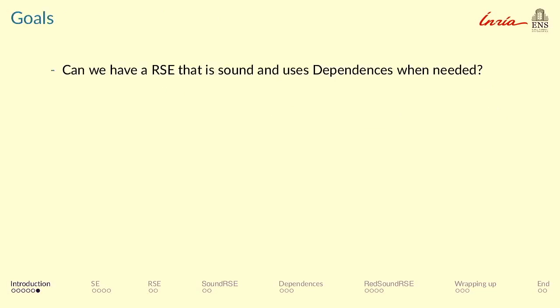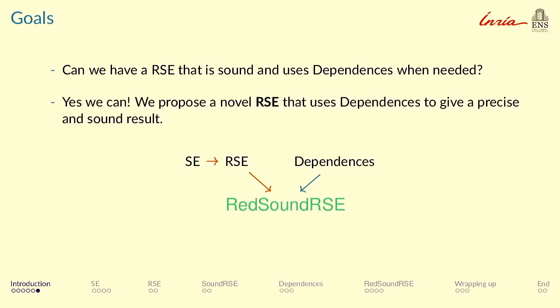So basically, the goal of the talk is, well, we have this question. Can we have a relational symbolic execution that is sound, but also uses dependencies when needed to get a better over-approximation that is going to allow us to determine if a program is non-interferent or not? And the answer is yes. And this is what we propose. We call it, for now, RedSoundRSE. Basically, it's a combination between relational symbolic execution and dependencies, where we use dependencies to give sound over-approximation of loops.